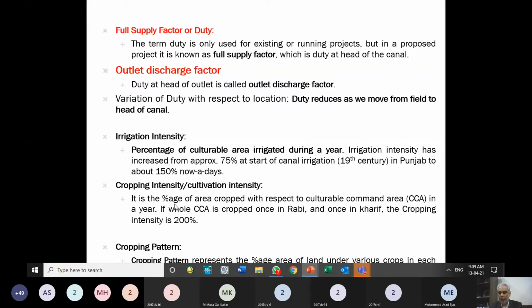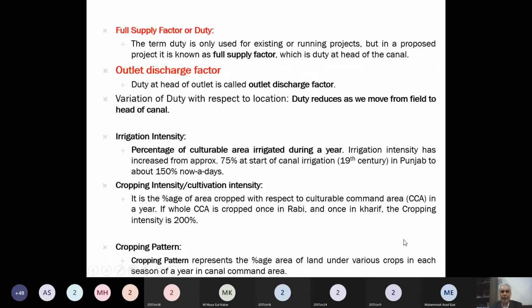So if only one crop is grown, it will be 100% or less than 100% depending upon how much area is cultivated. If more than one crop is grown, or more than 2 crops, its value can be higher. If we are growing 3 small crops, 3 months, 3 months, 3 months, it can go beyond 200% for certain area.